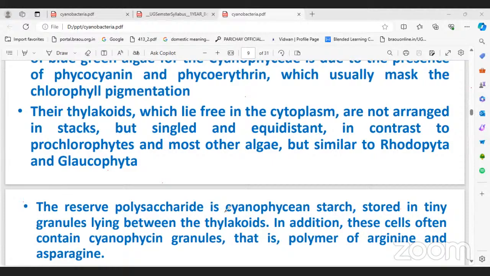After photosynthesis, reserve food material is prepared. Here the reserve food material is cyanophycean starch. In general, starch is present, but in cyanophyceae members, cyanophycean starch is present. So this is the reserve food material. And remember, photosynthesis takes place in free thylakoids with the help of the chlorophyll pigments. Only chlorophyll A is present, and also phycoerythrin and phycocyanin.